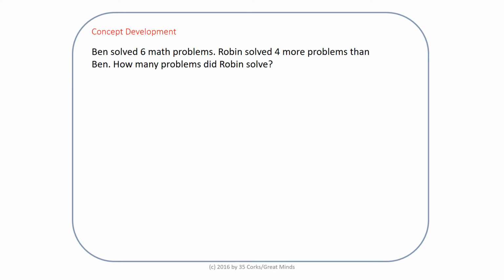This one says, Ben solved 6 math problems. Robin solved 4 more problems than Ben. How many problems did Robin solve? We're going to draw a tape diagram to show what we know in this problem. So first, who is this story about? Ben and Robin.